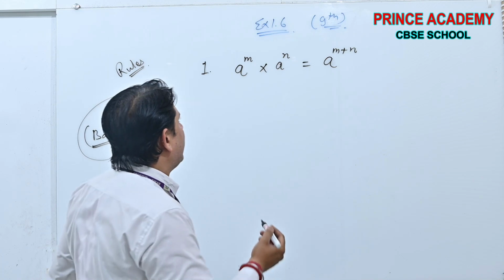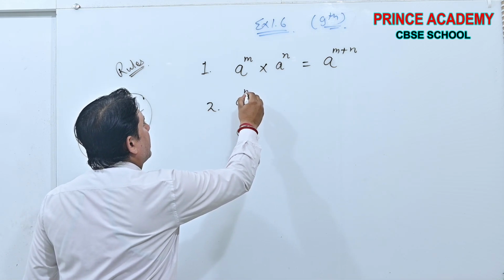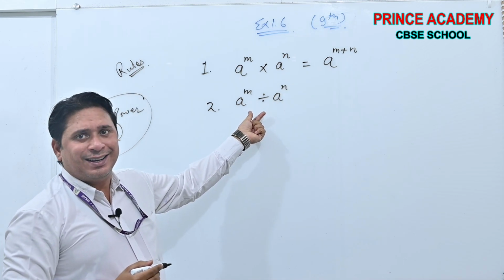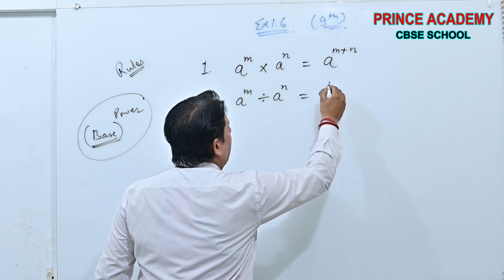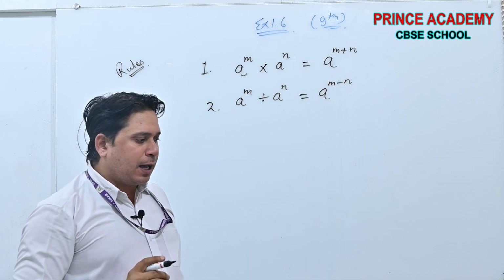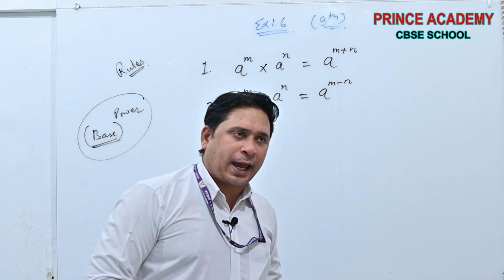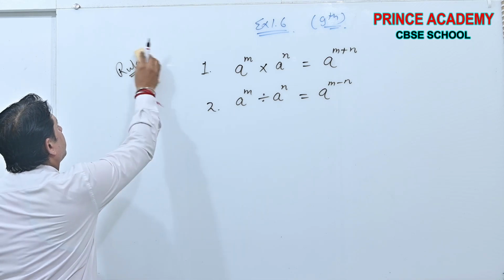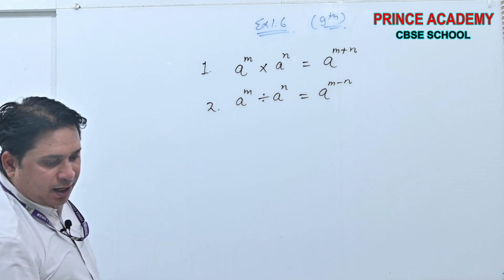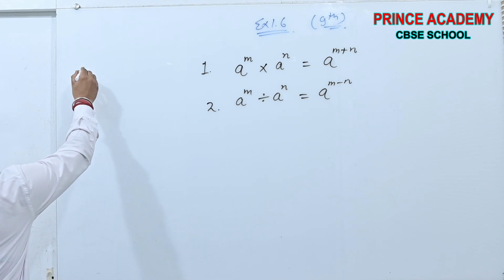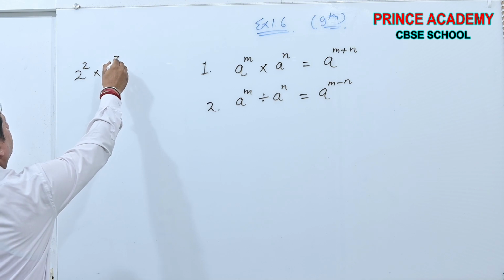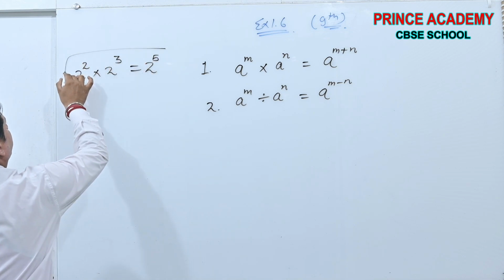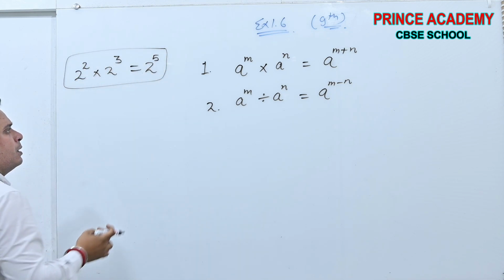In the same way, beta, if you are having the same base but this time you are dividing, then the powers will be subtracted. Okay, don't worry, I will give the explanation of these also. See, if I am writing 2 raised to power 2 into 2 raised to power 3, according to the rule, it will be 2 plus 3, 5. 2 raised to power 5. Yes or no?